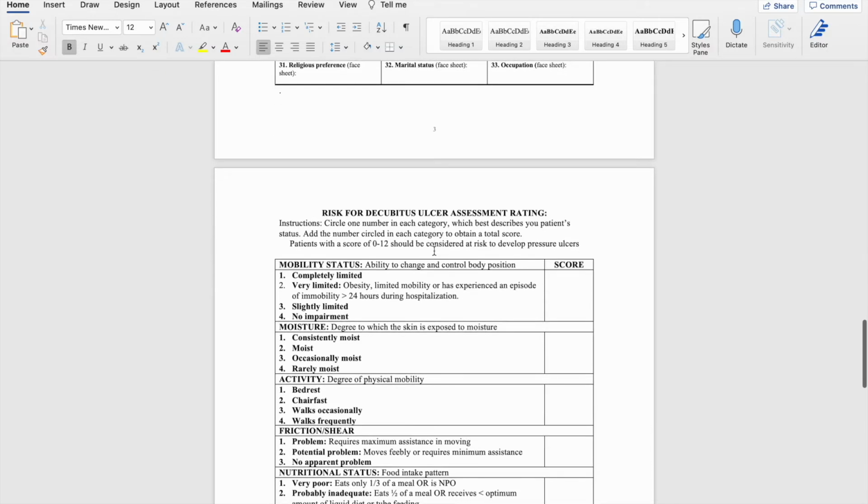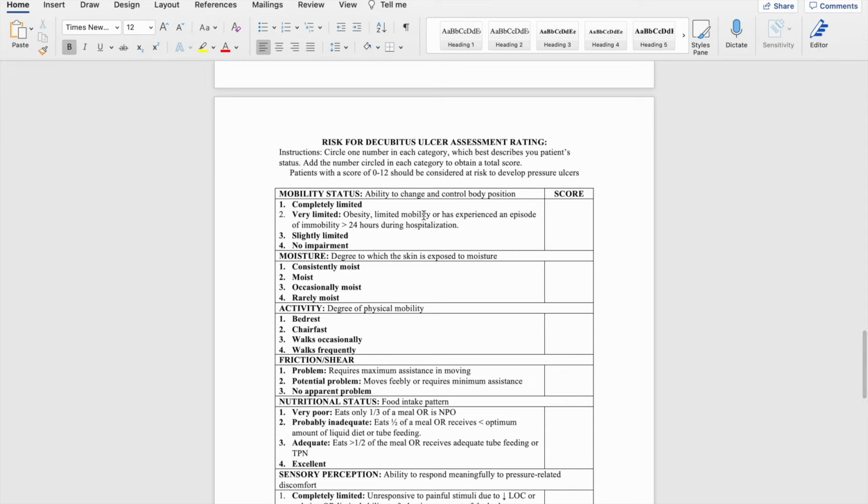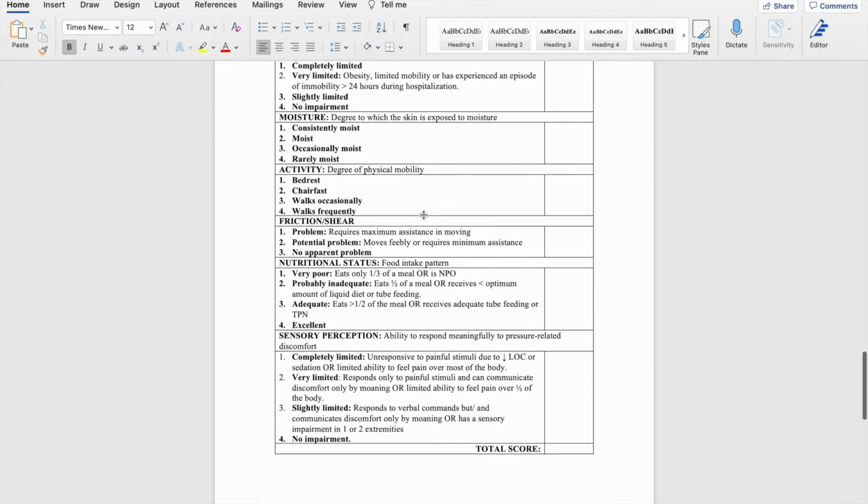And of course, you have the risk for decubitus ulcer assessment rating. This is important too because if your patient is not able to move or if they're bedbound, you want to assess for any pressure injuries, any pressure ulcers that may develop over time.